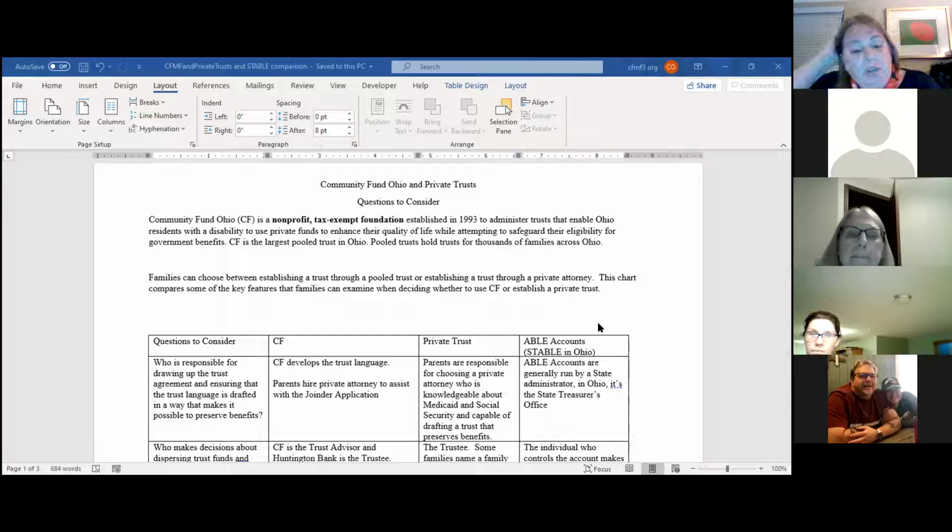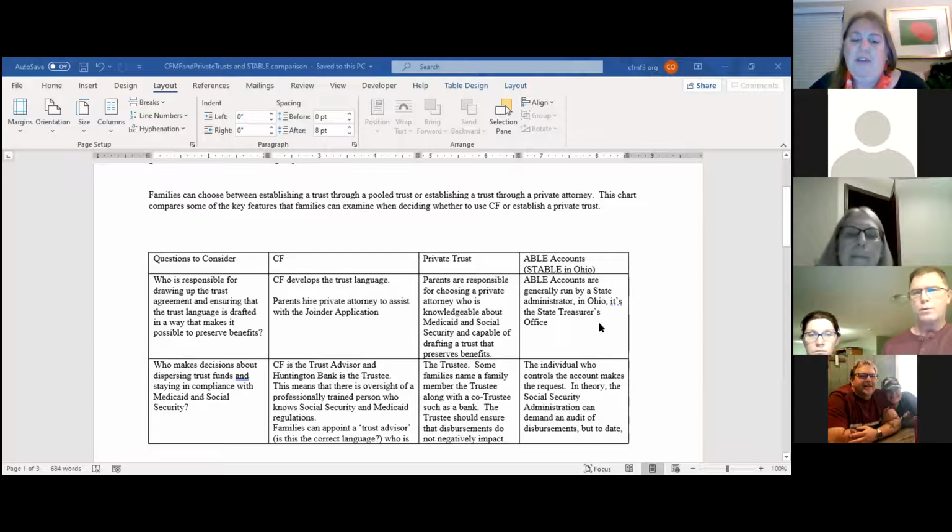And there you hire an attorney to write a trust. The thing about a private trust is you need to make sure that your attorney is very knowledgeable about Medicaid and Social Security law, all right, because we've seen lots of mistakes happen.